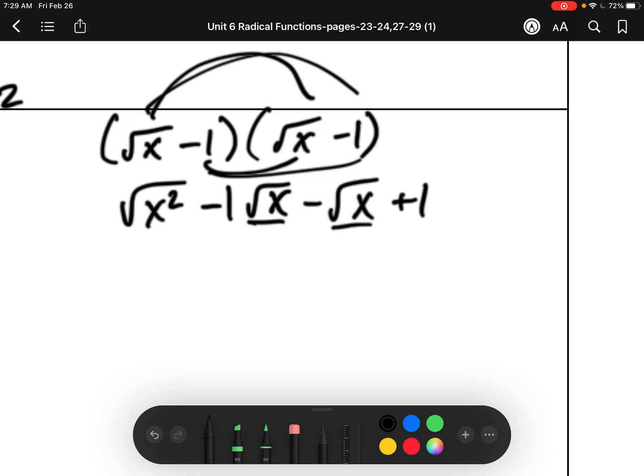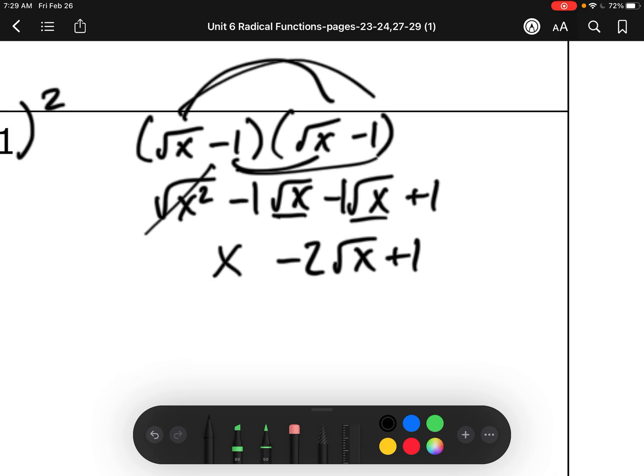I have a common radical here, so I can combine those, right? I can combine the coefficients. The coefficients are both negative 1. Negative 1 minus 1 is negative 2. So this is negative 2 times the square root of x, right? I know that the square root of x squared is just x. So I have x minus 2 times the square root of x plus 1, right?